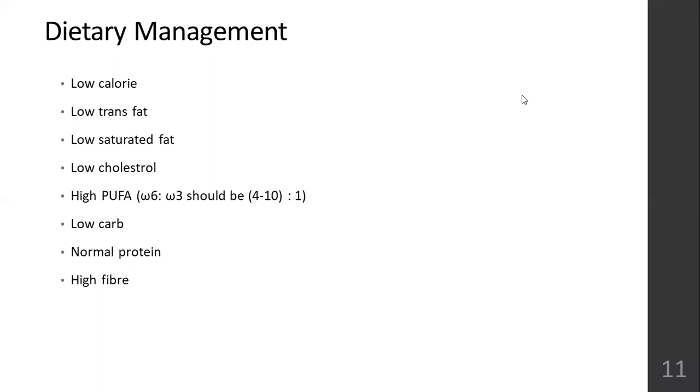Then low carb diet: reduce your carbohydrate intake, because with too many carbohydrates, your body tends to store them as fat. That is also risky. Protein intake can be normal. Add more fiber to your diet. High fiber diet. So these are the basics of the dietary management.